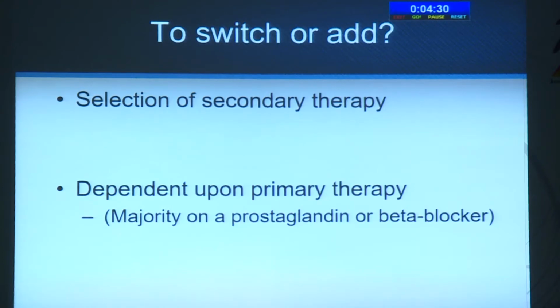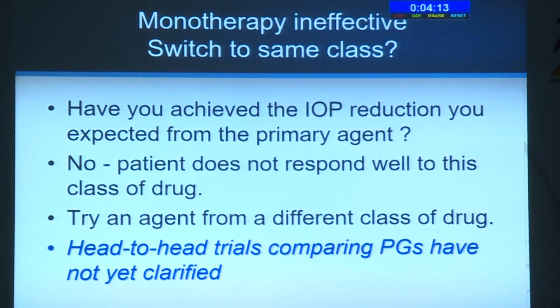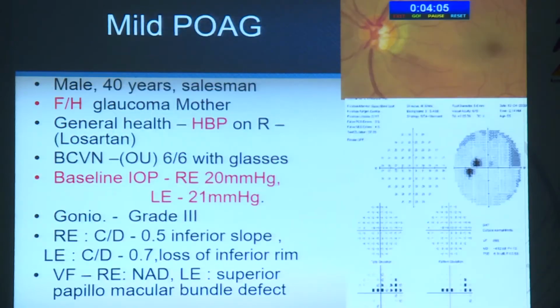Now how do we select a second therapy? It depends upon the primary therapy the patient is using, and for most patients nowadays we are putting them on a PG analog or beta blocker. So if you have not achieved the IOP reduction that you expected from the primary agent, there is no point in switching to the same class of drug. Try another agent from a different class of drug.